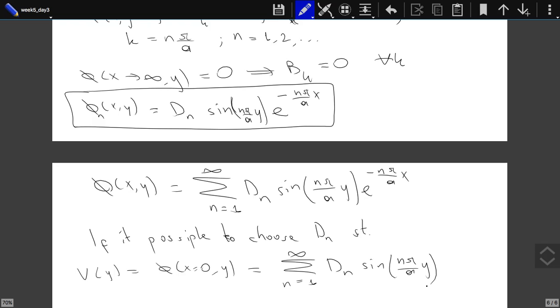Now comes the Fourier theorem. The Fourier theorem basically states that this function is defined in the interval y from 0 to a. And the Fourier theorem tells me that any function defined in the interval from 0 to a such that it is 0 on the boundaries, V(y) has to be 0 on the boundaries. No, it doesn't have to be 0. Any function, in fact, can be written in this form.